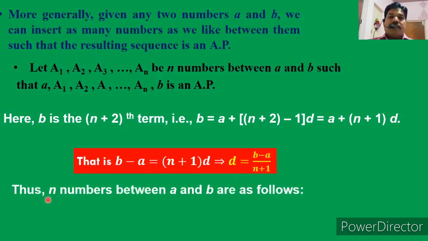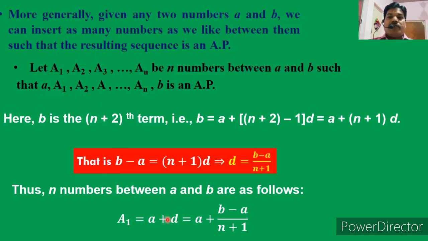So after getting this, the n numbers between a and b are as follows. What are the n numbers between these? A1, A2, A3 and so on up to An. So take these numbers here. A1, what is A1? Already you know that in the arithmetic progression, the terms are a, next a plus d, next a plus 2d, next a plus 3d and so on. Yes or no? So here what is A1? A1 is the second term in the arithmetic progression, meaning it is a plus d.